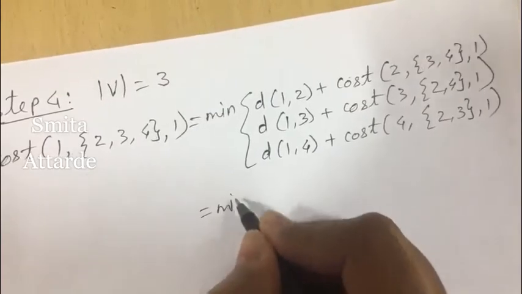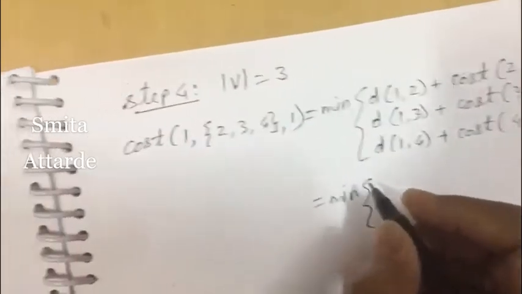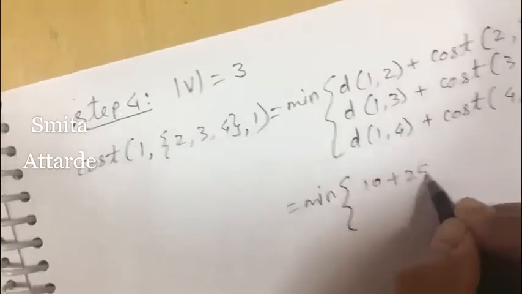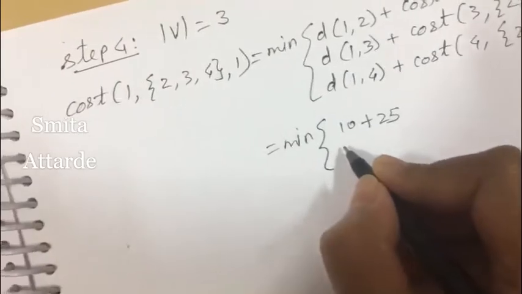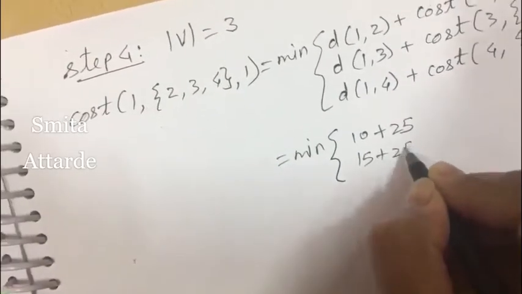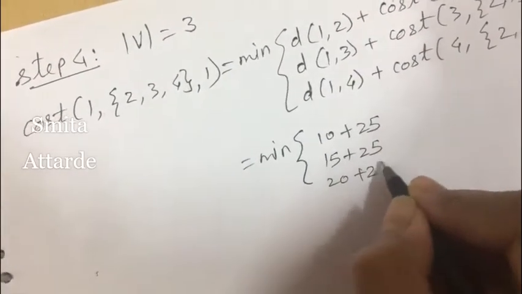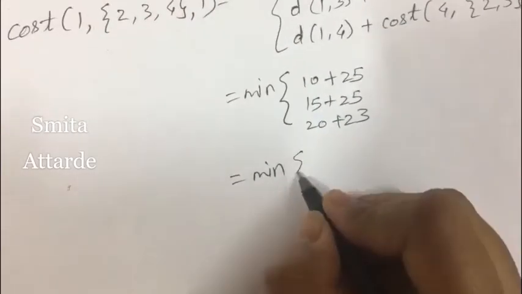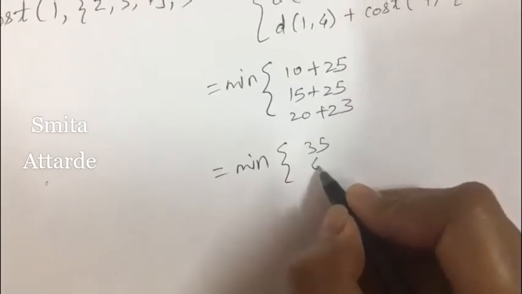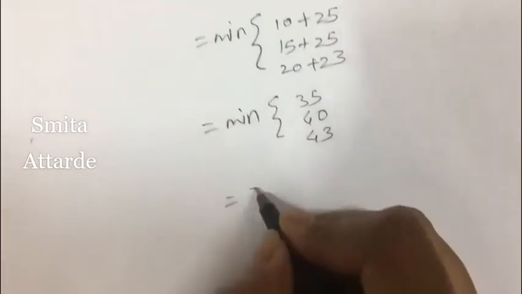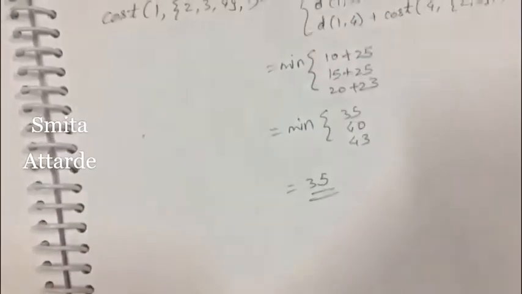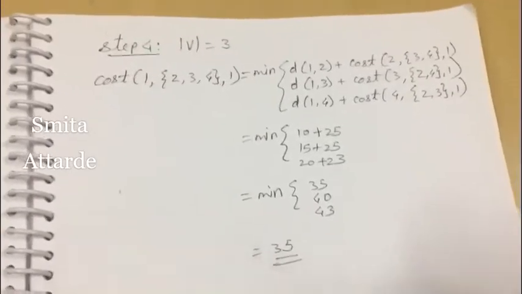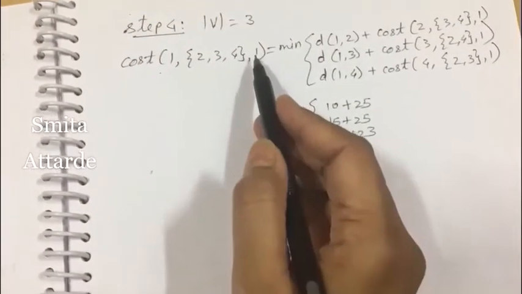So we find out the values here. This is 10 plus 25. The second case is 15 plus 25 and 20 plus 23. So we get here min, this is 35, 40 and 43, so this is 35. So this is the final answer, that is minimum distance, shortest distance required to cover the tour starting from 1 returning back to 1 is this.